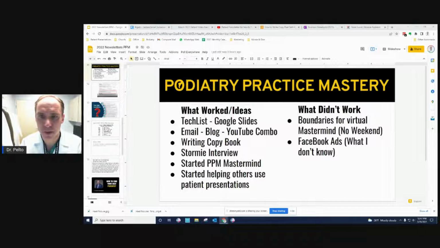And then one thing that didn't work is these boundary things here, for a virtual mastermind, which bugs me on the weekend. I don't like to do anything on the weekend, so I'm learning to set up better boundaries for that. And then Facebook ads, I learned something I didn't know, and I'll talk more about it next week. So let's get right into it.